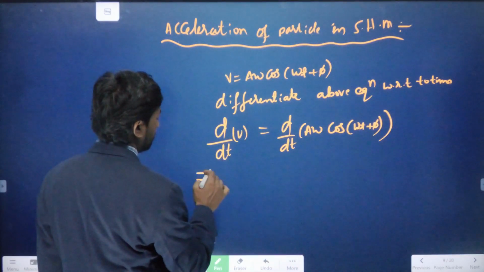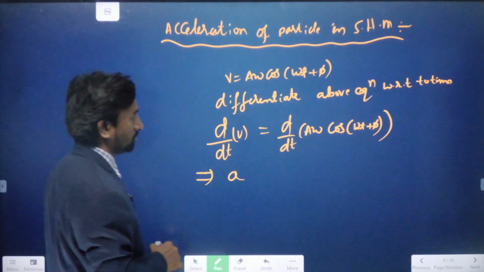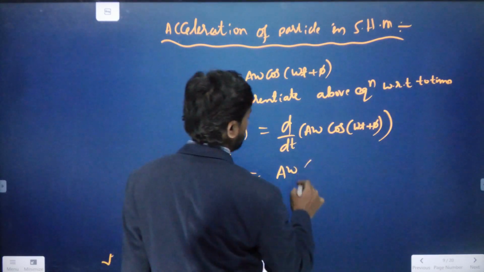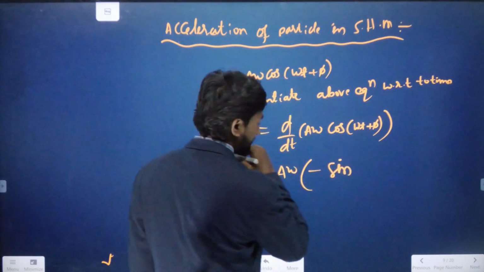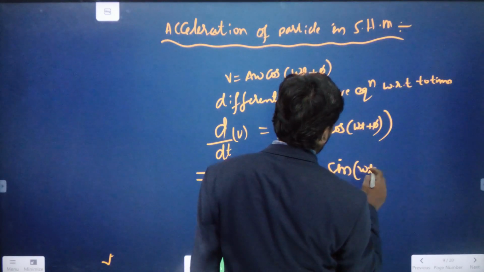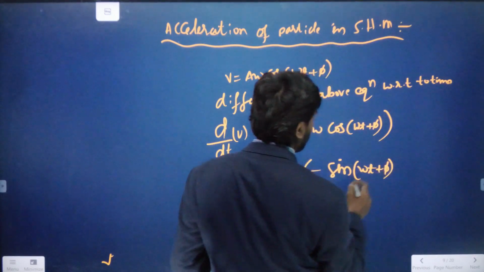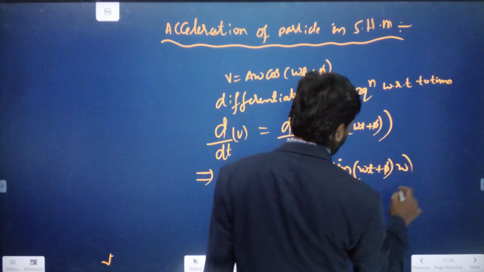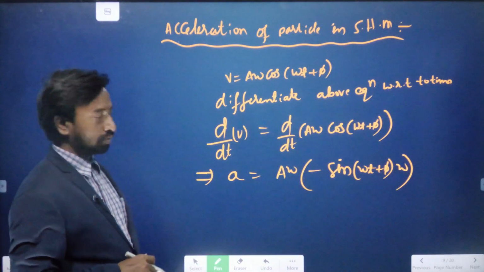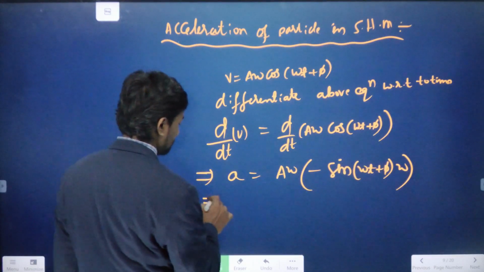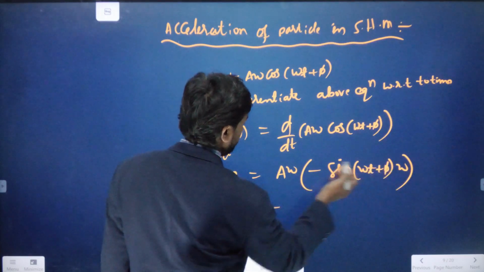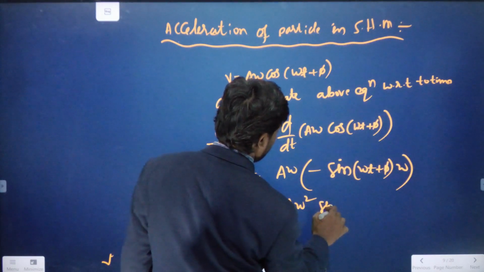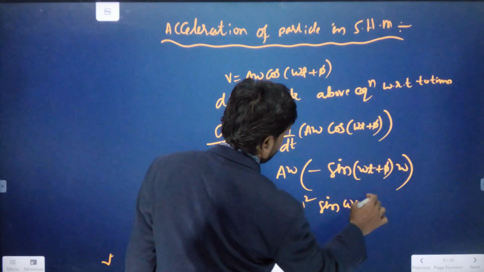So dv by dt is nothing but the acceleration, the rate of change of velocity is the acceleration, and here a omega comes out. d by dt of cos is nothing but minus sin, so minus sin of omega t plus pi we can write. This angle is a function of t, so omega will remain. Omega d by dt of omega t is nothing but omega that remains. So now from this we get a is equal to minus a into omega square, sin of omega t plus pi.